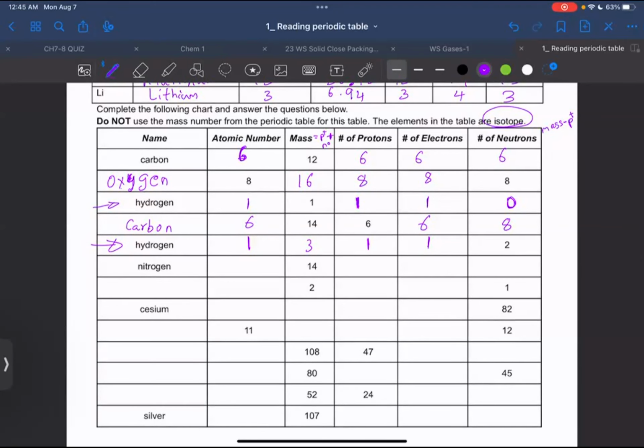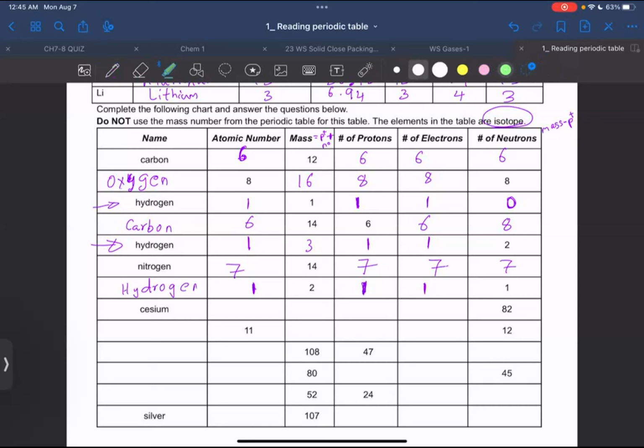Okay, nitrogen is 7. Okay, this is 7 because 14 minus 7. All right, let's see. Neutron is 2, mass is 2. Neutron is 1, mass is 2. That means proton is 1. Since proton is 1, electron is 1. That means this is 1. If this is 1, this is hydrogen.